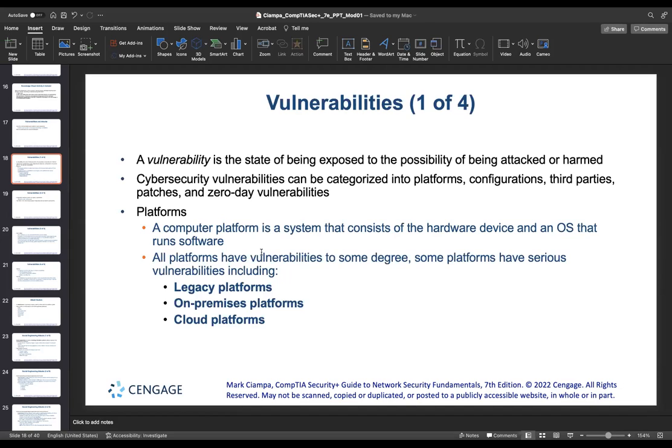Anywho, let's talk about the vulnerability. So vulnerability is a flaw in the system that can be exploited by an attacker. Okay? So usually we categorize cyber vulnerabilities into platform vulnerabilities, configuration vulnerabilities, vendor vulnerabilities, patches, and zero days. Let's quickly go over all of these.